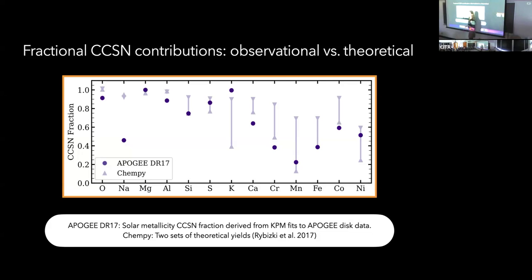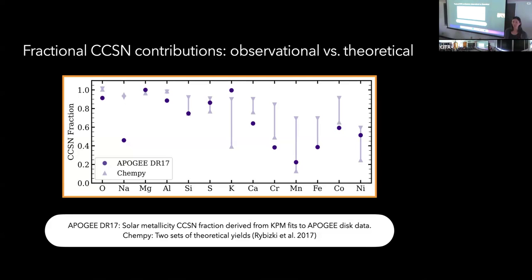And sodium is the big outlier here, right? Theoretically, our points are saying sodium should be a pure core collapse element. And observationally, we're seeing that it has a large component from what we are modeling as type 1A supernovae. Sodium is not made in type 1A supernovae, but it is made in AGB stars. So if these models don't have enough sodium production in their AGB, or if the AGB yields are not including sodium for some reason, then that's causing this discrepancy.